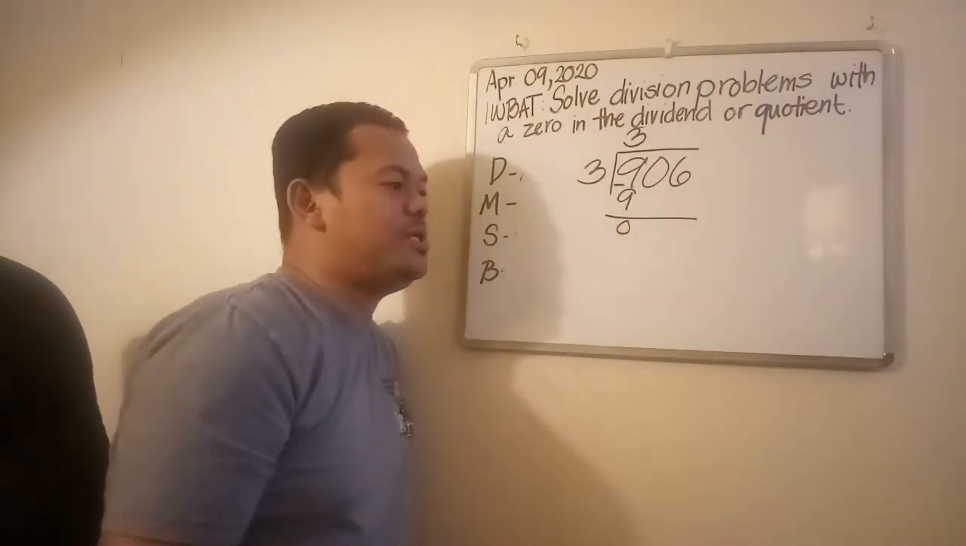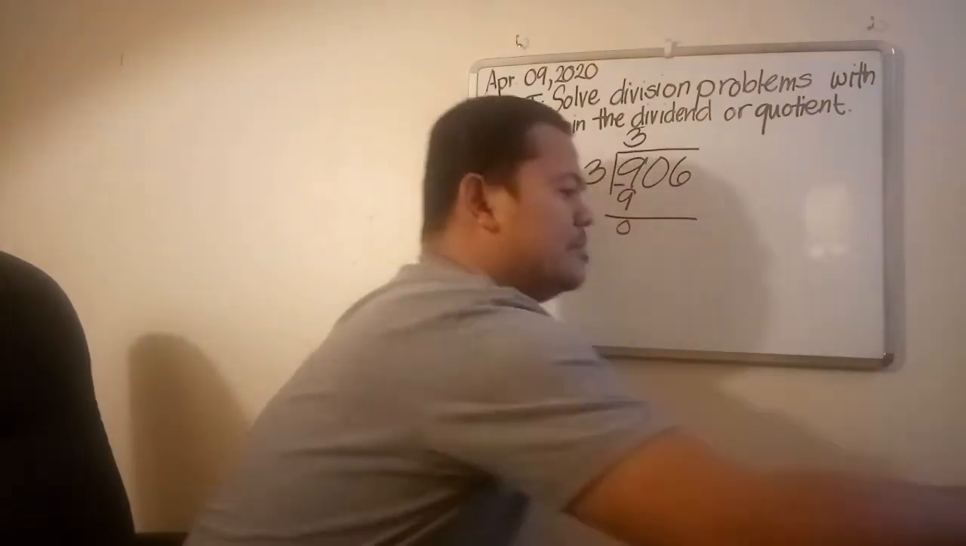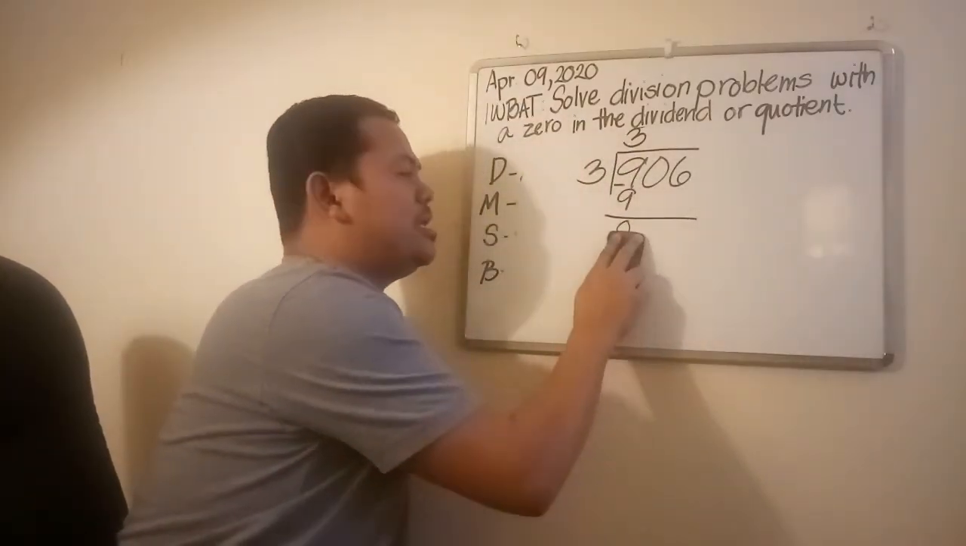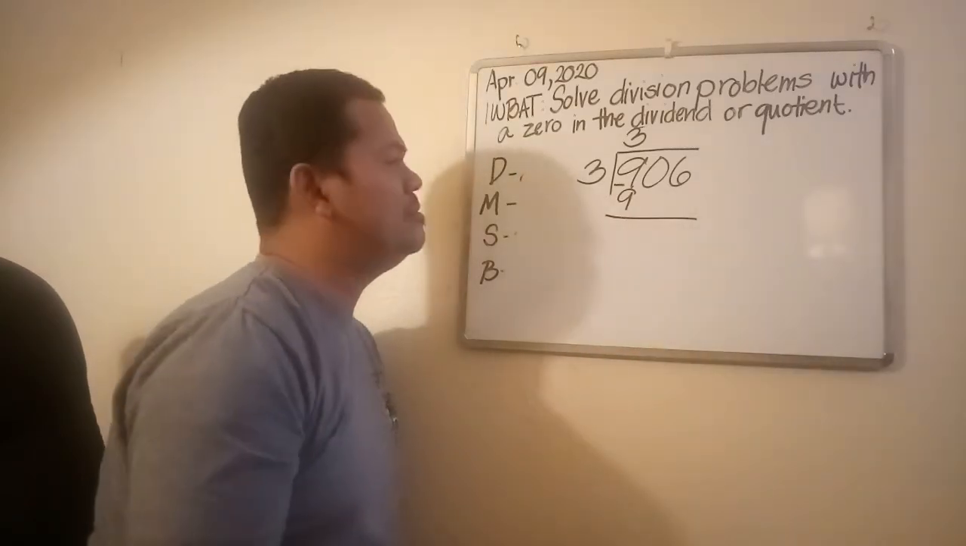Okay, 9 minus 9 is equal to 0. Since it is 0, we don't need to write it there. So, let us assume nothing is there. There's no answer because it's 0. 9 minus 9 is 0.